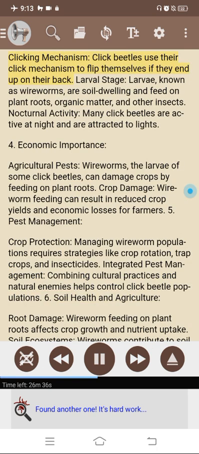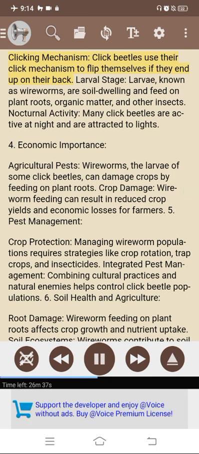3. Biology. Clicking mechanism. Click beetles use their click mechanism to flip themselves if they end up on their back. Larval stage. Larvae, known as wireworms, are soil-dwelling and feed on plant roots, organic matter, and other insects. Nocturnal activity. Many click beetles are active at night and are attracted to lights.